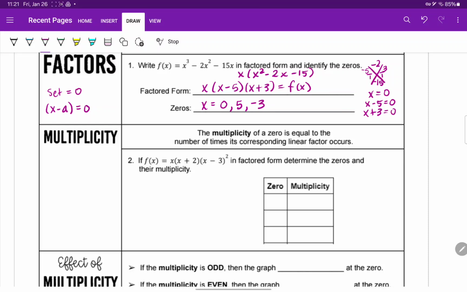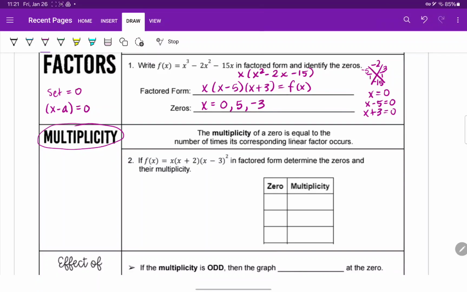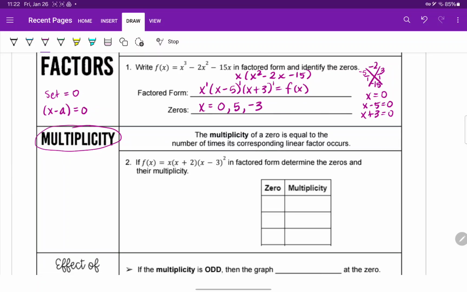Now, that is a skill we know how to do, but now we're going to take that a step further, because those zeros and this factored form gives us one more piece of information we'll need for graphing, and that is called multiplicity. Now, the multiplicity of each zero is equal to the number of times you see that factor occurring in the factored form. So the multiplicity is essentially the power of the factor. So this factor x has a power of 1, which we would say multiplicity of 1. This x minus 5 also has a power of 1, so we would say it has a multiplicity of 1. Same thing on this one.